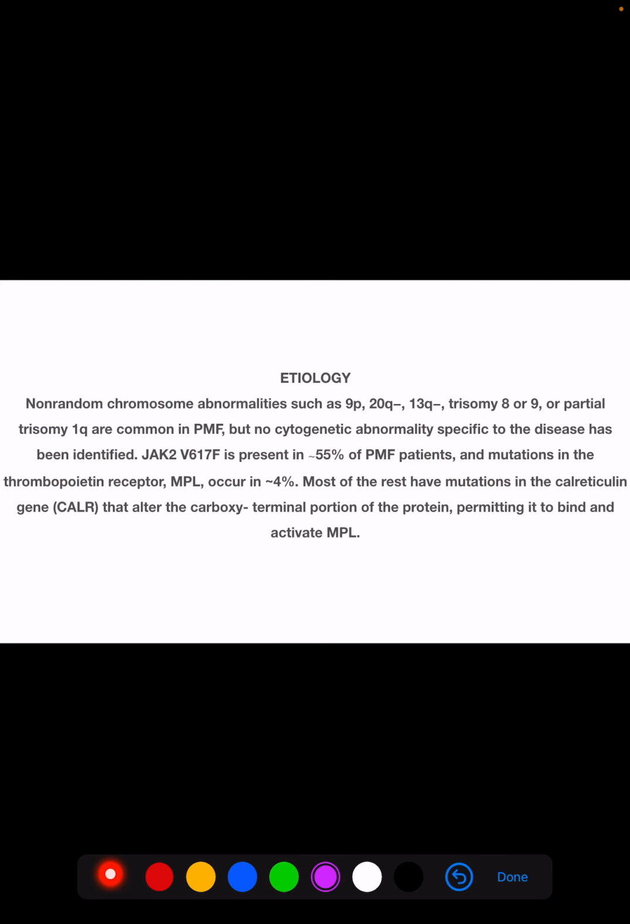So, what is the etiology? There are non-random chromosome abnormalities. What are they? 9p, 20q minus, 13q minus, trisomy 8 or 9, or partial trisomy 1q. These are common in primary myelofibrosis, but no cytogenetic abnormality specific to the disease has been identified.